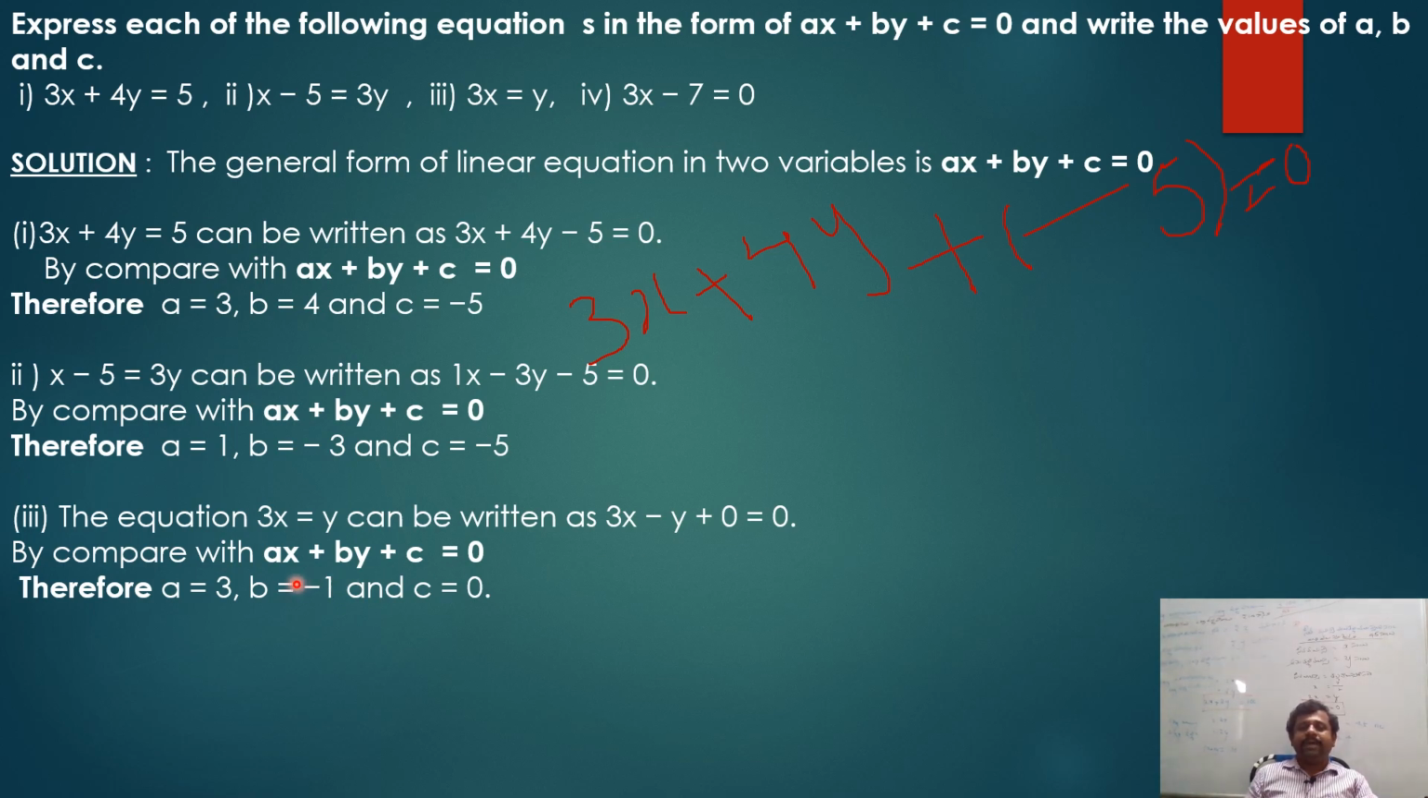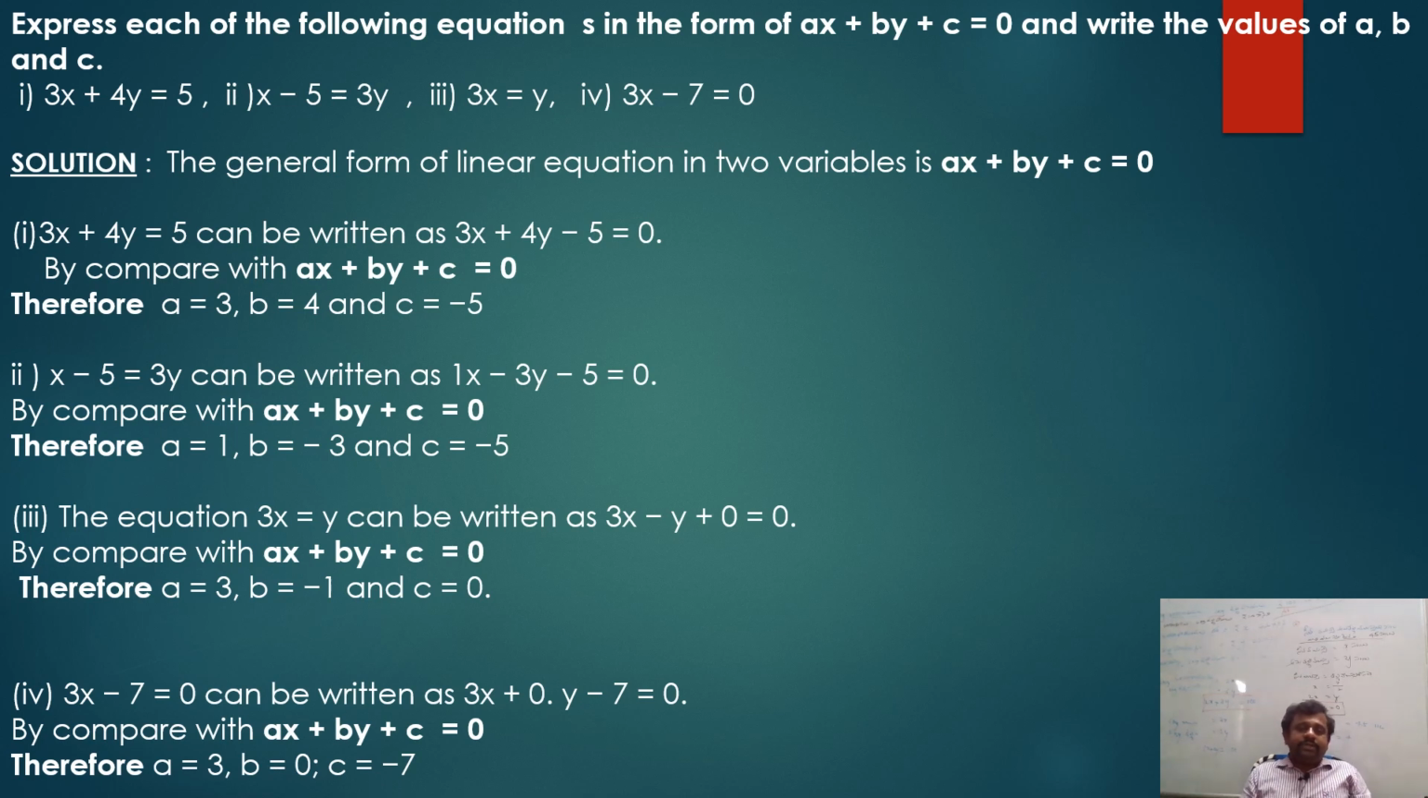Students, by comparing with ax plus by plus c is equal to 0, observe, a is equal to 3. B is equal to, there is no value written, this is minus 1. C is equal to 0. So A is equal to 3, B is equal to minus 1, and C is equal to 0. We have another example: 3x minus 7 is equal to 0.